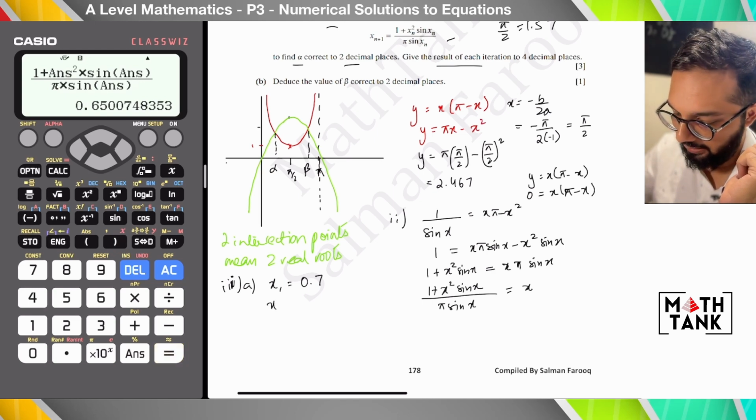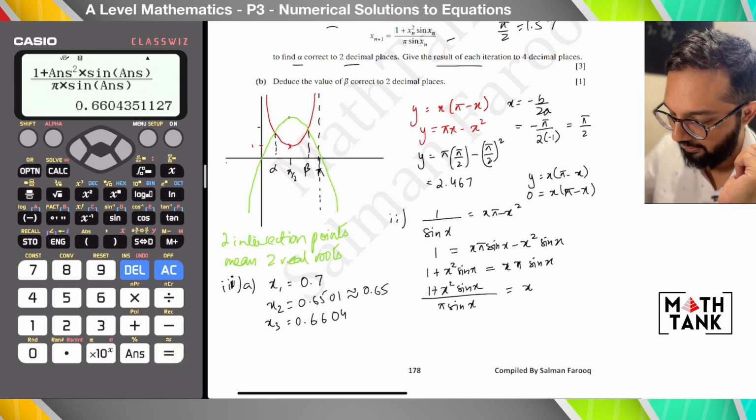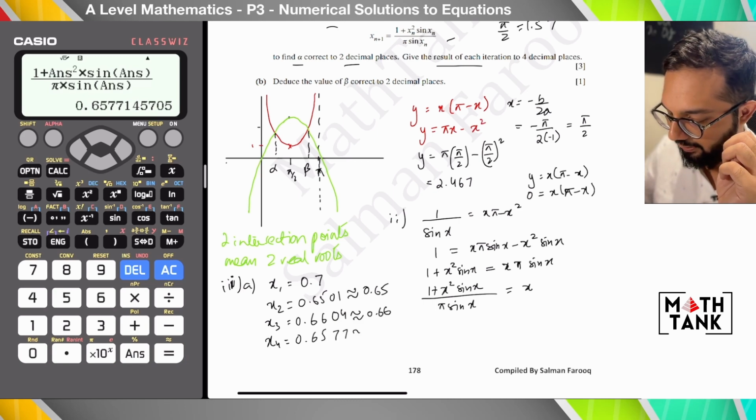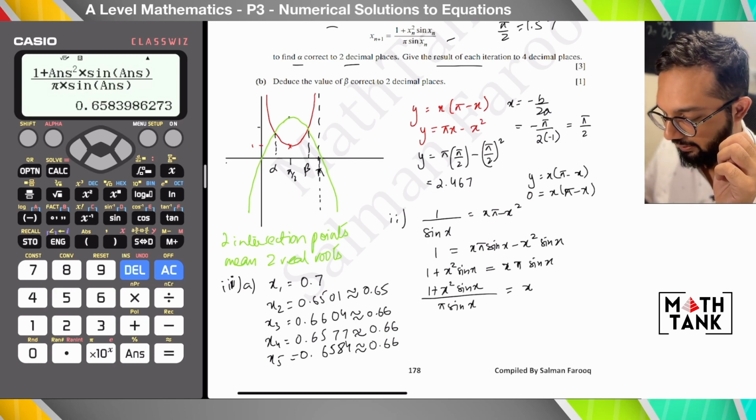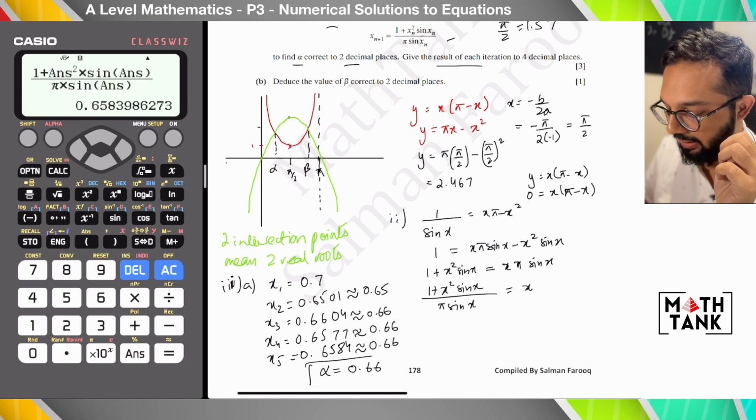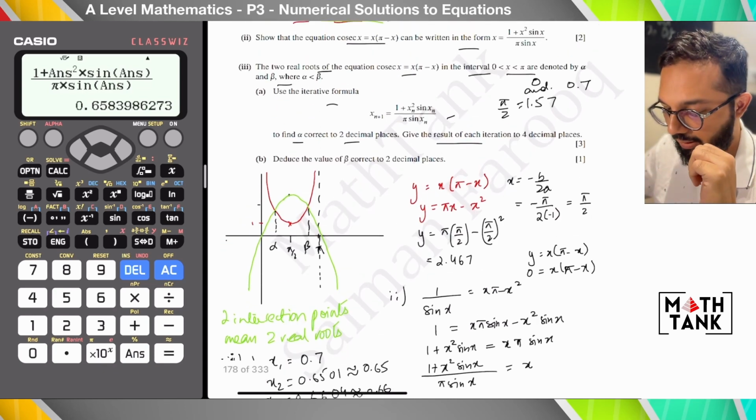Okay, so x1 was this, x2 is 0.6501, x3 is 0.6604. I have to round off to 3 decimal places: 0.65, 0.66, then 0.6577. That rounds off to 0.66 again, and that should also round off to 0.66. So I can say that my root is 0.66. So alpha equals 0.66, and that is the result from my iterative process.